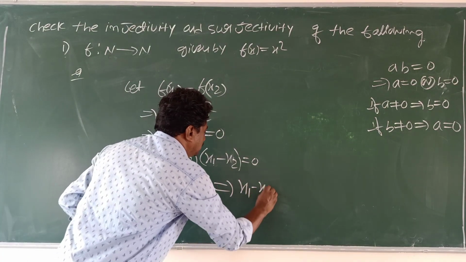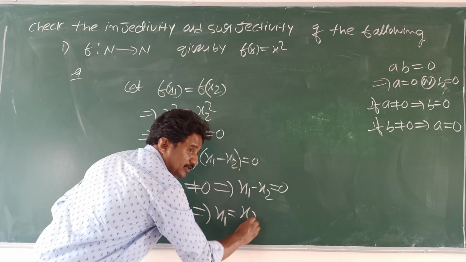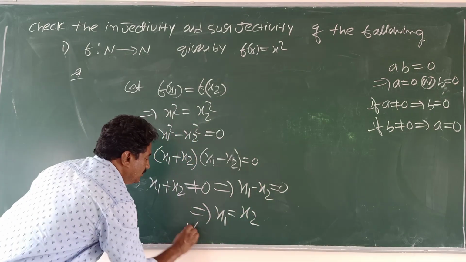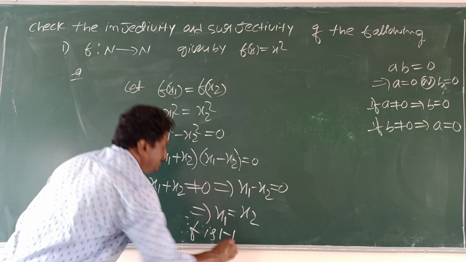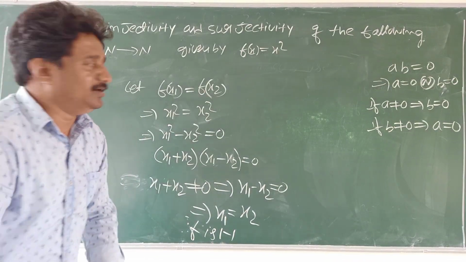x1 minus x2 equals 0. That implies x1 is equal to what? x2. Therefore, f is 1-1. We proved f is 1-1. Let's think of onto.